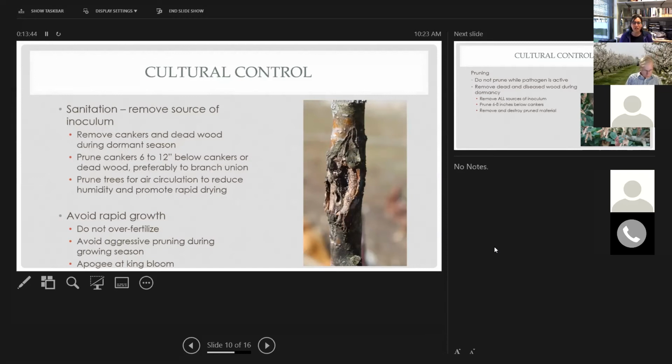So over-fertilization will induce active growth. Aggressive pruning during the growing season will induce active growth later in the summer and fall. So that might cause a risk in the fall for infection. And then I'm going to mention this a little bit later. A growth regulator such as Apogee at bloom will help reduce that active growth that will suppress tip blight.